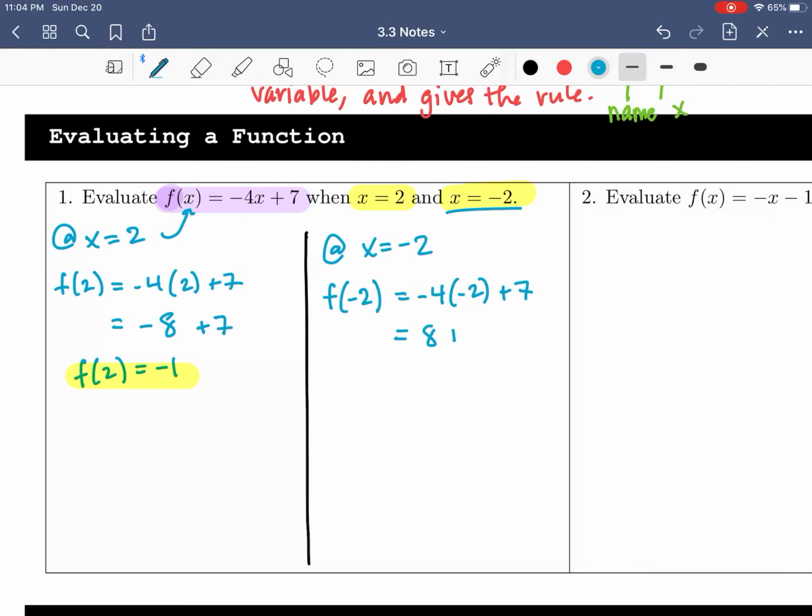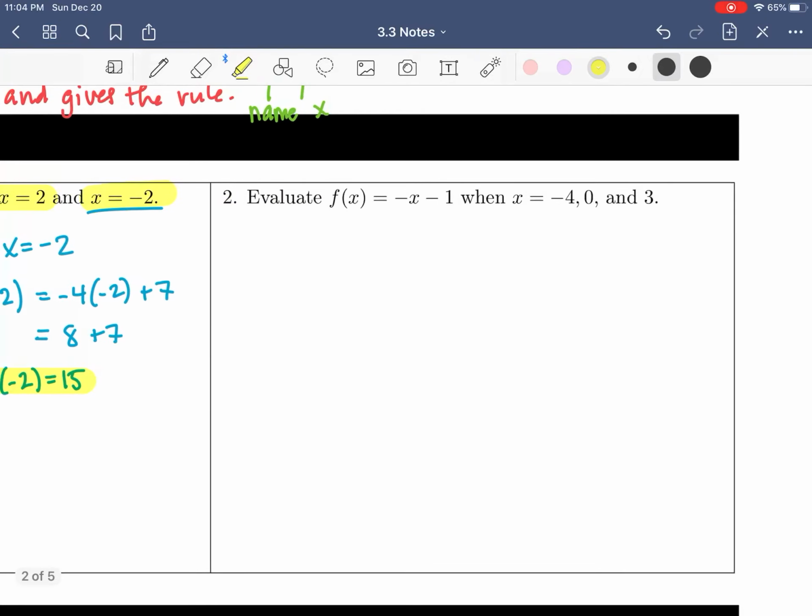Negative 4 times negative 2 is positive 8 plus 7. So I think f of negative 2 equals positive 15. Perfect. So those would be our two answers for this question. Let's look at number 2.